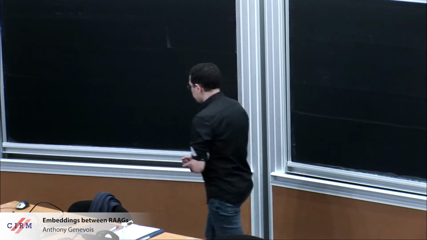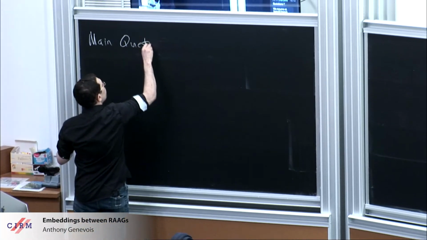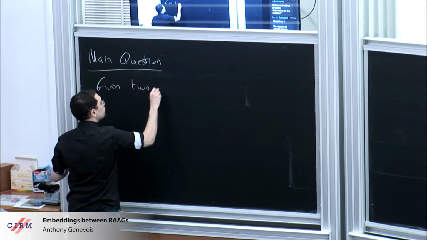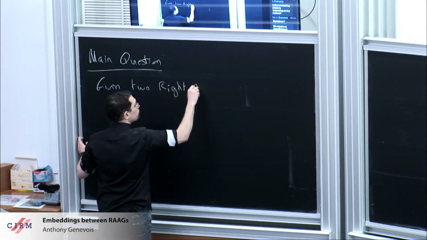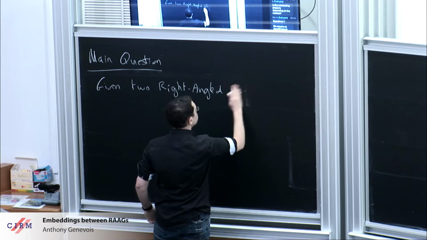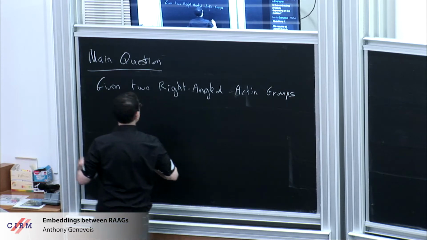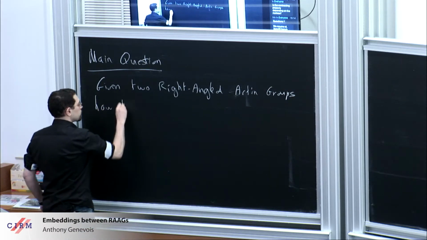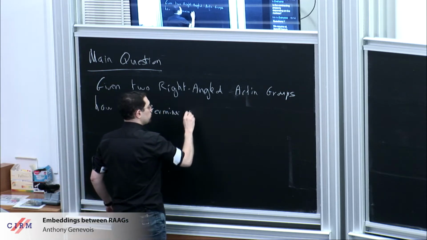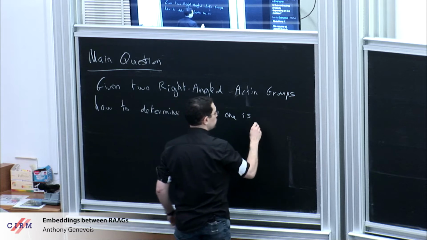Okay, so the main question of the mini course is the following. Given two right-angled Artin groups, or RAAGs for short, how to determine whether one is isomorphic to a subgroup of the other.